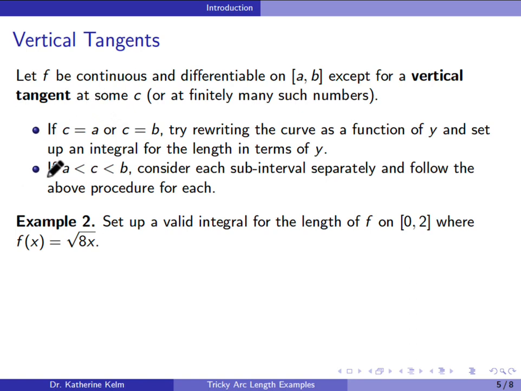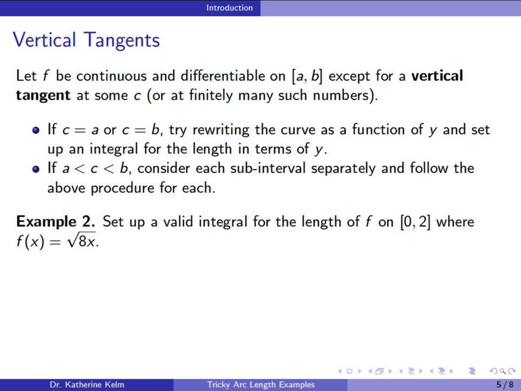And if c is in between a and b, then we can split up the interval from a to b as we did before, and then c will be at one of the endpoints, and we can follow this first procedure. Let's do an example. Set up a valid integral for the length of f on the interval from 0 to 2, where f of x equals the square root of 8x.